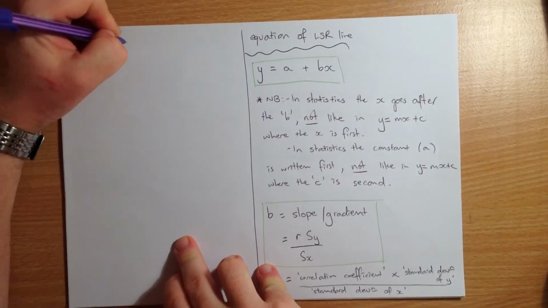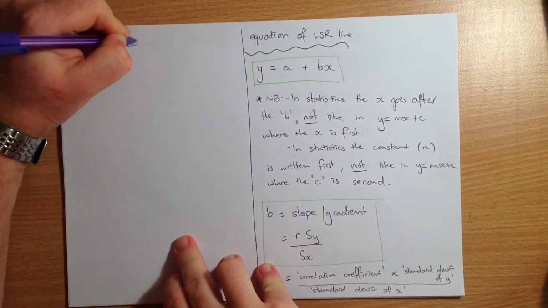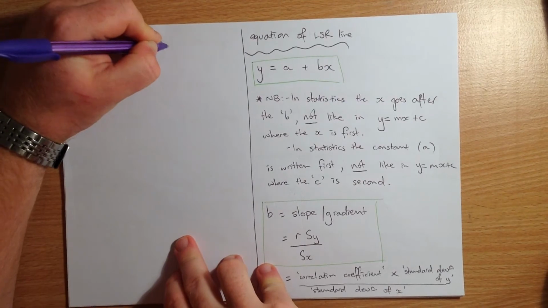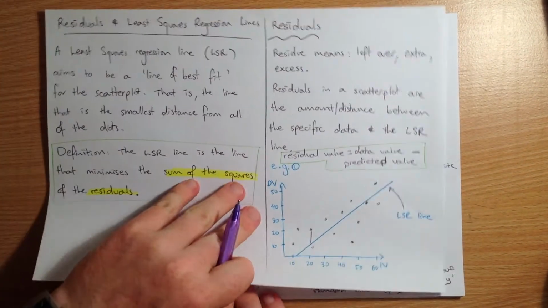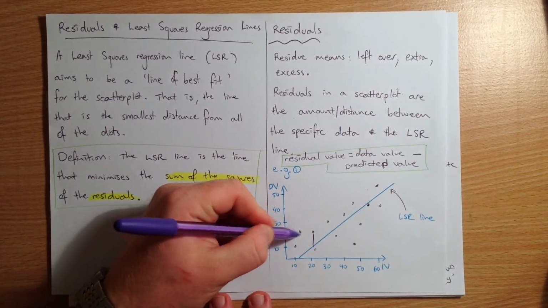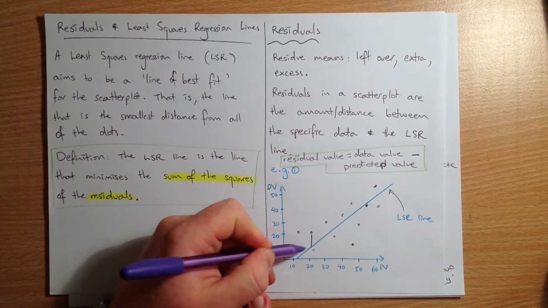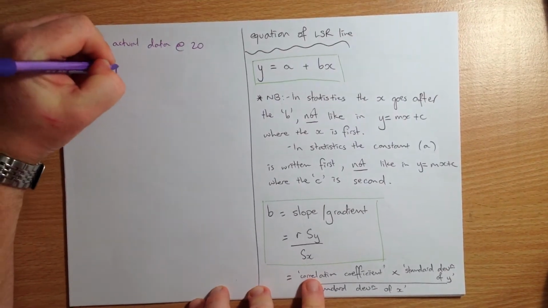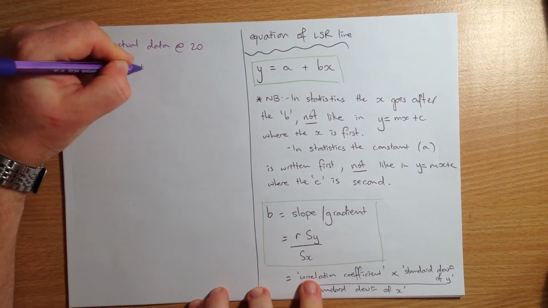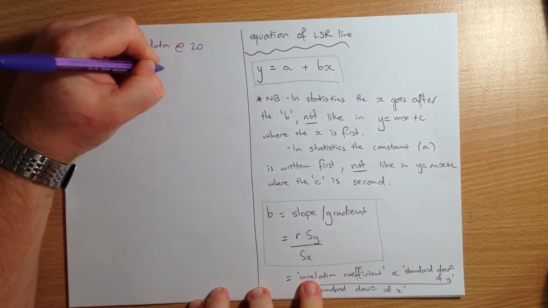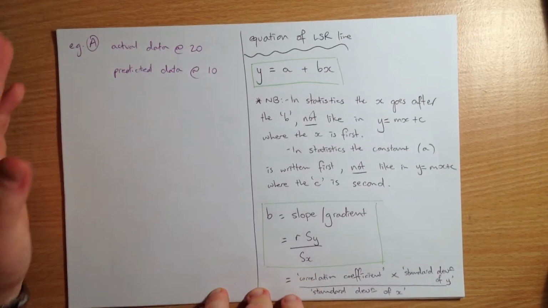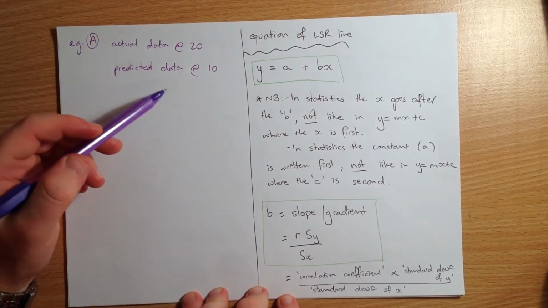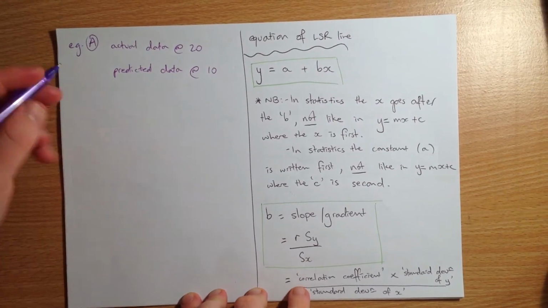Our actual data is at 20, and our predicted data is at 10. So we can see really easily the difference between that is 10, like 20 minus 10. But let's put it into our formula anyway.